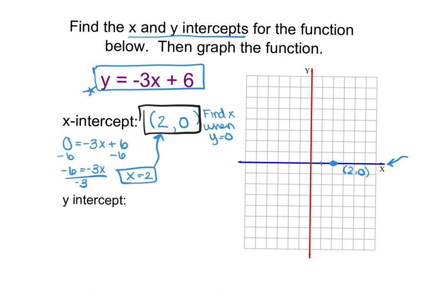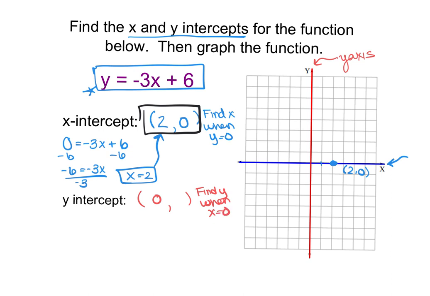Now let's focus on finding our y-intercept. Remember, this is also a coordinate point, and it's the coordinate point where we cross the y-axis. And we know from talking about the y-axis that all of the points on the y-axis have an x-coordinate of 0. So we're going to find y when our x value is equal to 0.